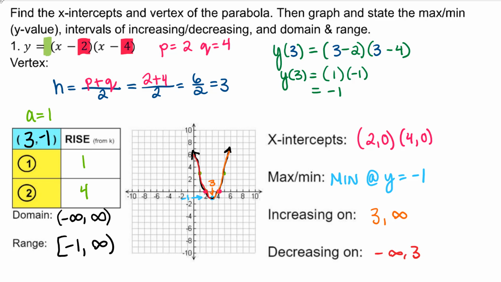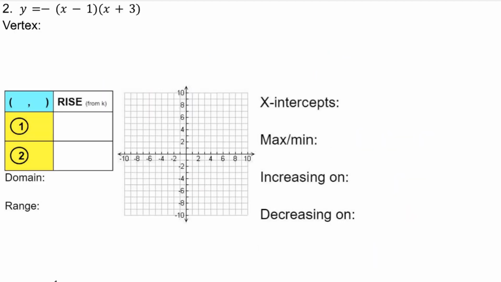For intervals of increasing and decreasing, I'll always put parentheses so I don't have to think about it. And there's our graph for a quadratic in intercept form. Let's try another one. Begin by finding your p's and q's.